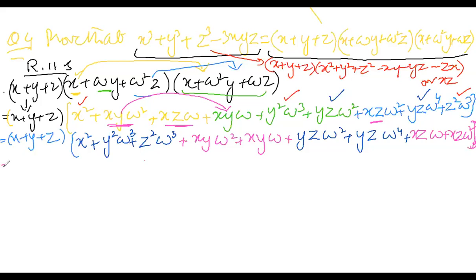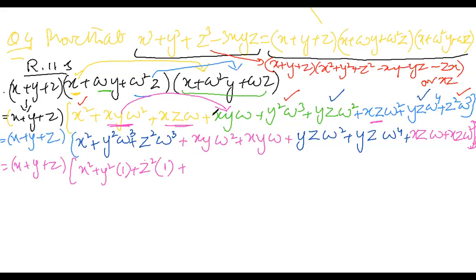I have this value. So x plus y plus z I will write as it is, and then x square plus y square. If you could remember in the last question I told you omega cube is equal to what? It is equal to 1. Similarly, again we'll write omega cube is equal to 1.